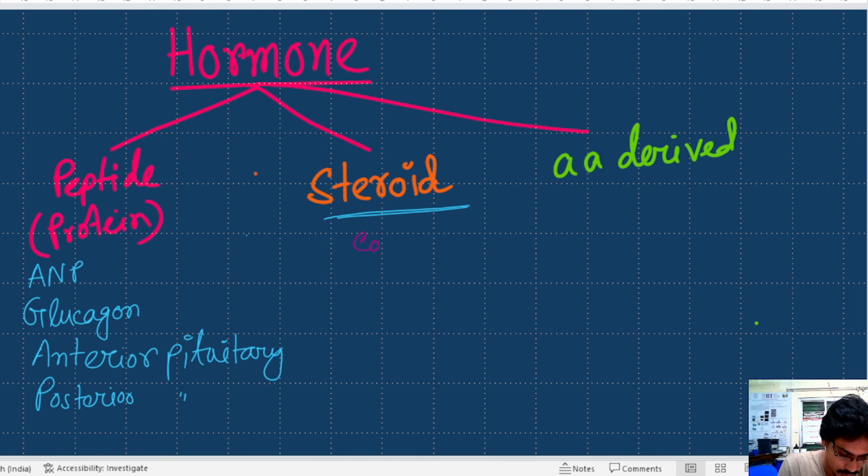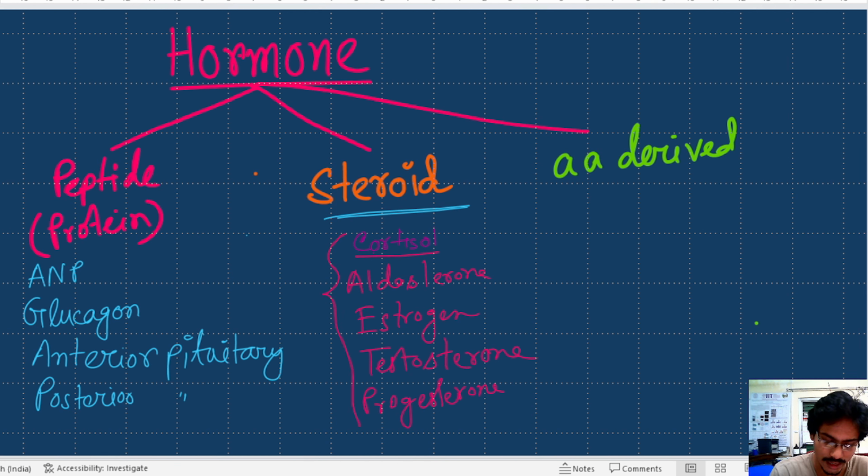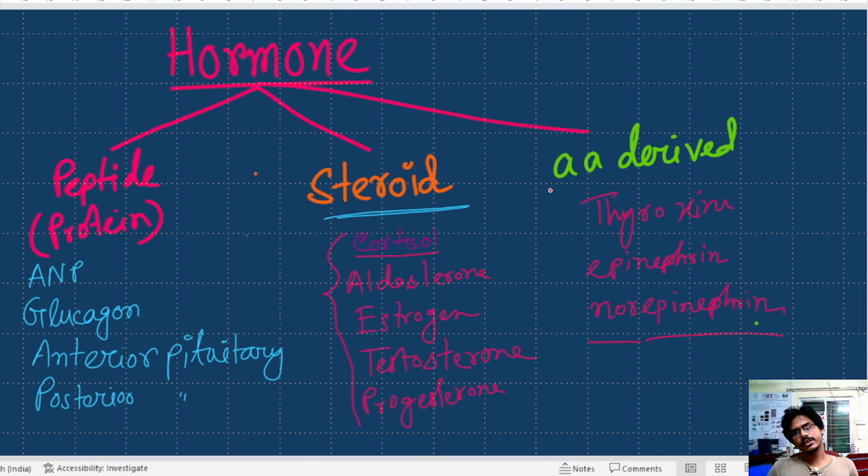That is cortisol, aldosterone, estrogen, and testosterone, and some progesterone. These are the steroid hormones, and if it is amino acid derived, that will be thyroxine, or it might be epinephrine, norepinephrine. So these are the kinds of hormones that are present in the body.